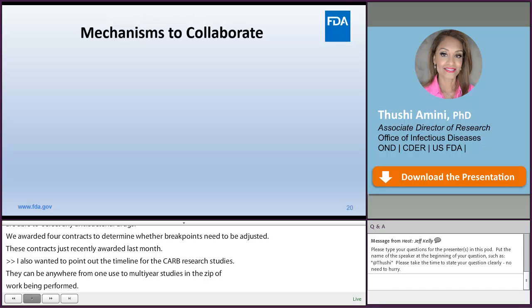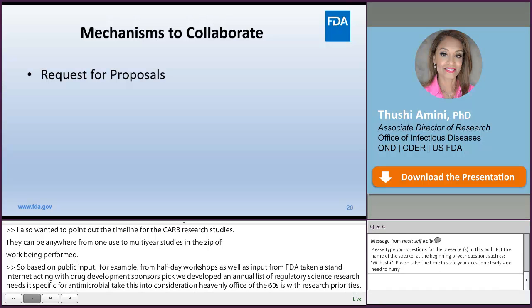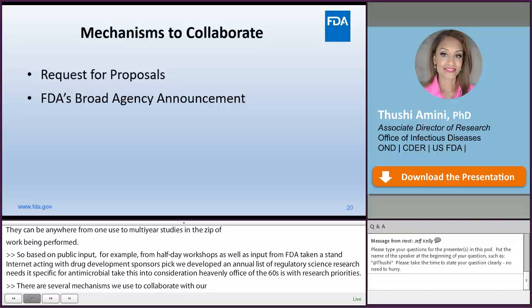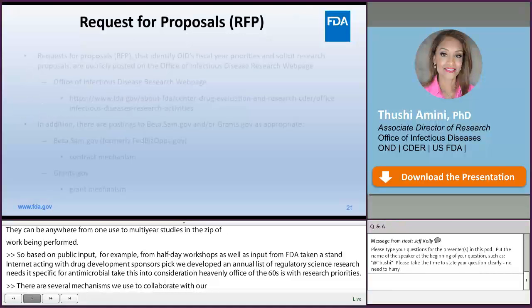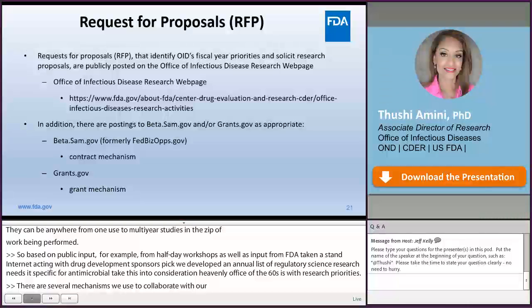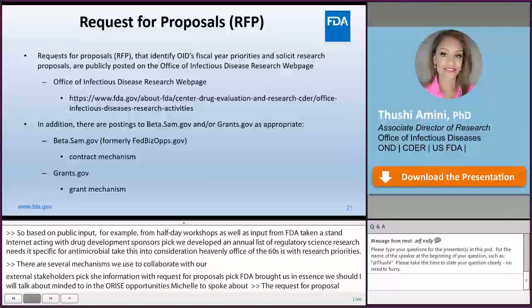And there are several mechanisms we use to collaborate with our external stakeholders. We share information through requests for proposals, through FDA's broad agency announcements, which I will talk about more in detail later, and through the ORISE fellowship opportunities that Michelle just spoke about. The request for proposals identifies the Office of Infectious Diseases fiscal year priorities and solicits research proposals that we will fund that year. We post this information on our research webpage as well as on the contracts websites and grant websites.